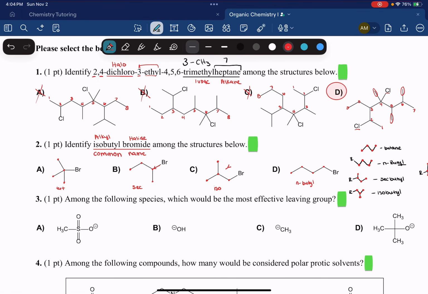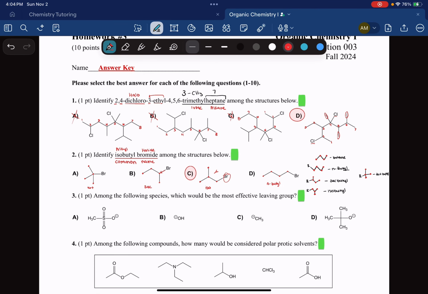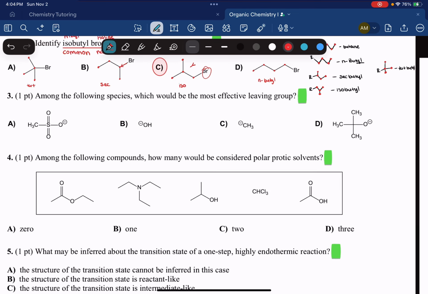What were we looking for? Iso. And then all of these have bromines. So our answer is C. Correct. Yeah, I'm literally good at this. Okay. Moving on.